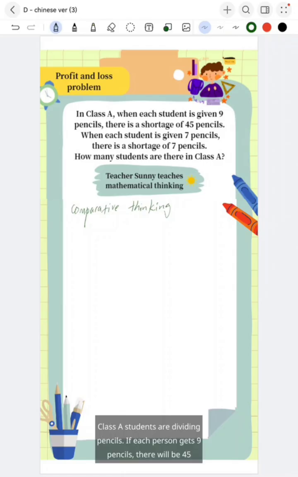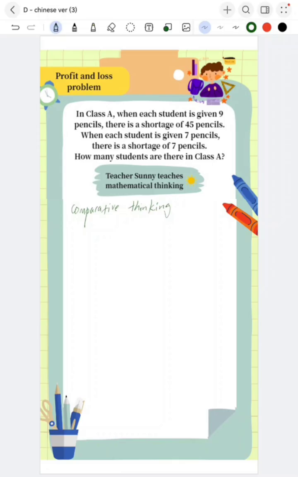Class A students are dividing pencils. If each person gets 9 pencils, there will be 45 pencils short. If each person gets 7 pencils, there will be 7 pencils left. How many students are there in Class A? Alright, to solve this problem, we need to draw a diagram to make a comparison. We call this comparative thinking.